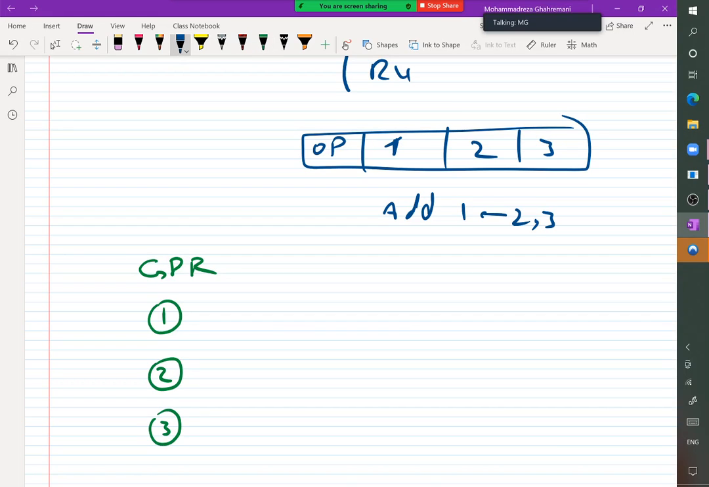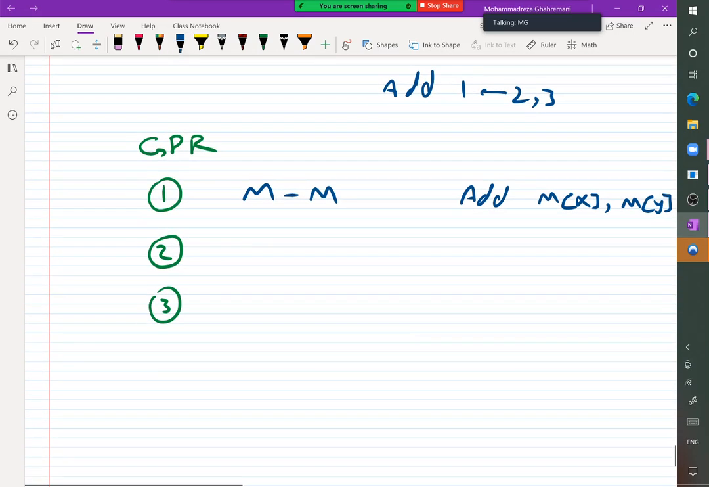The first one is memory, which means two or three operands may be in the memory. For example, add memory location X and memory location Y and store the result in memory location X. So we see that operands are in memory, so it is called memory architecture.